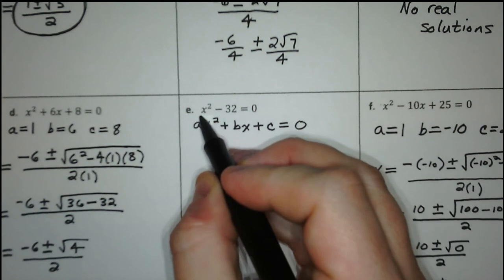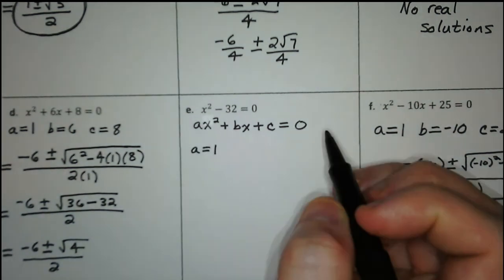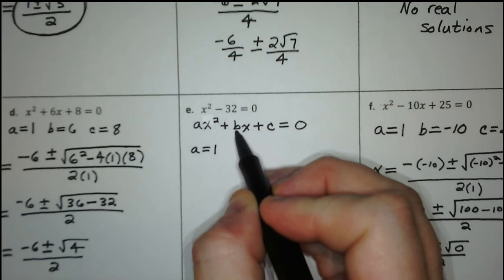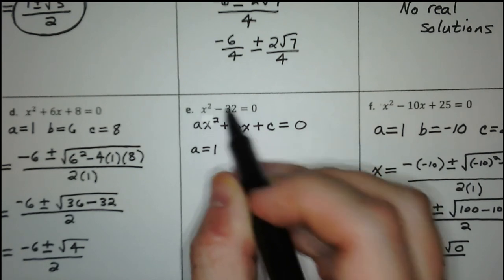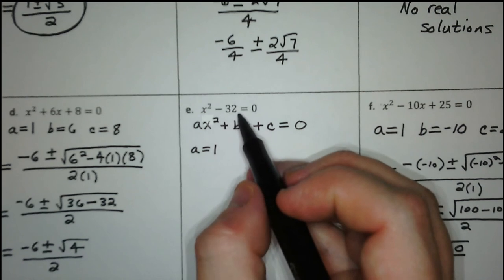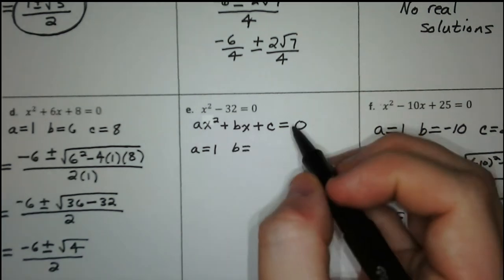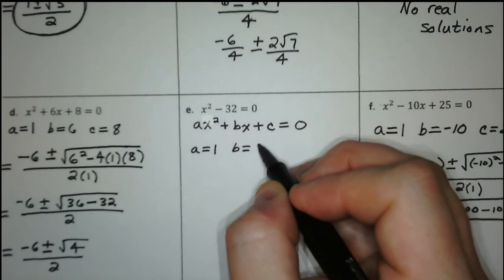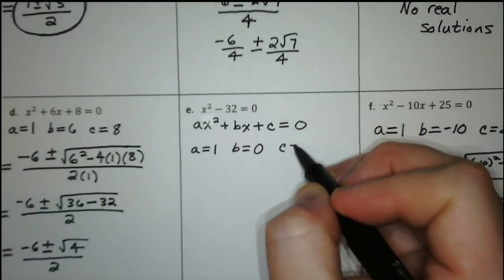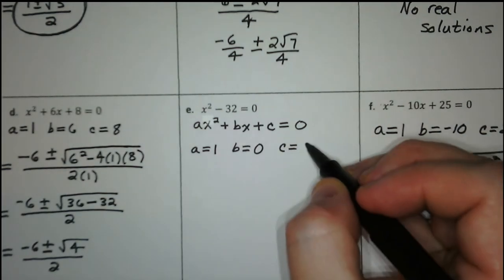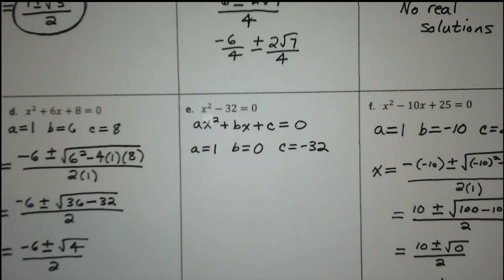So I know my a value is 1. What's my b value? What's the number in front of the x term? Hey, wait a minute. There is no x term. So you know what that means? That means that b actually equals 0. And that negative 32 is the regular number, the constant. Negative 32 is my c value.